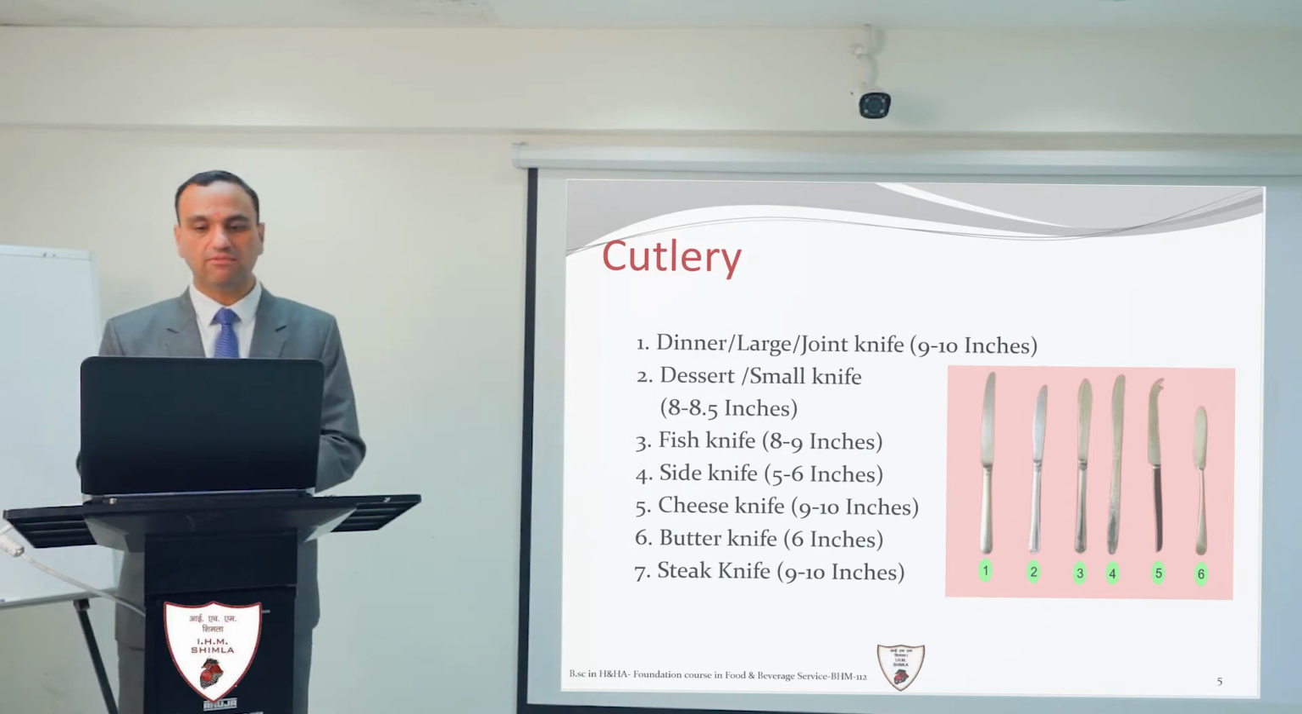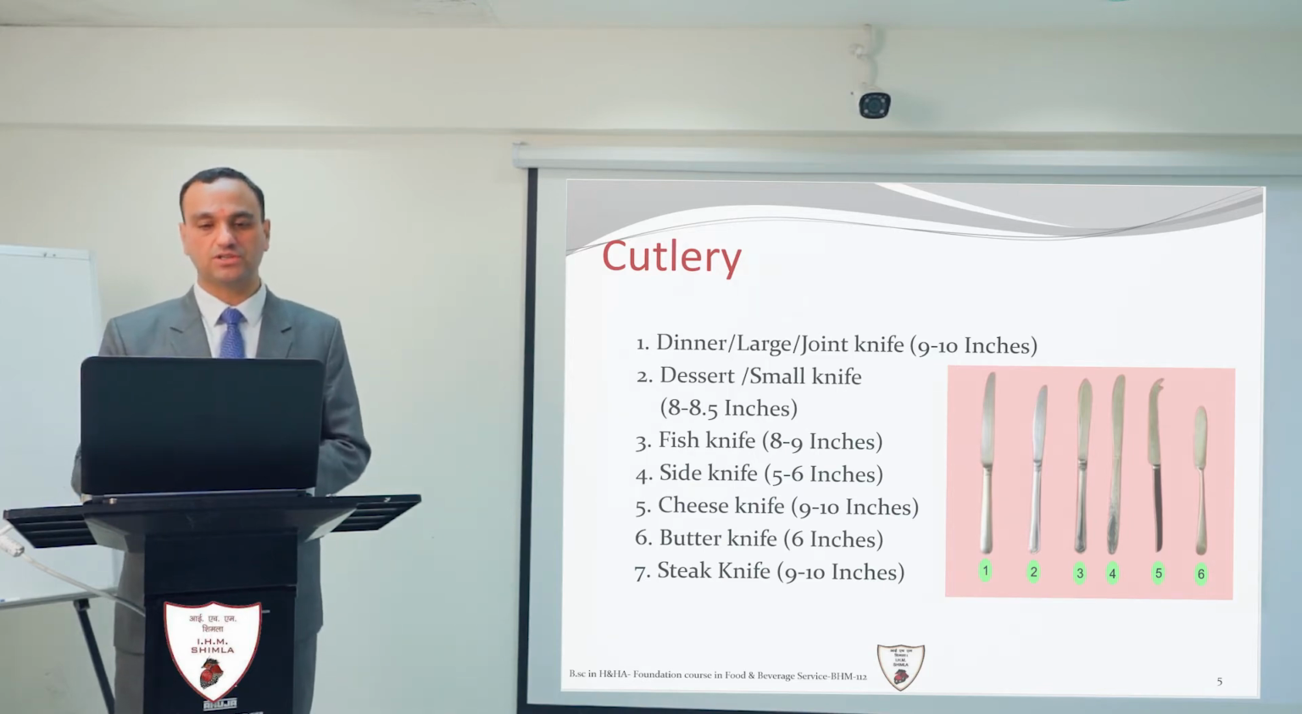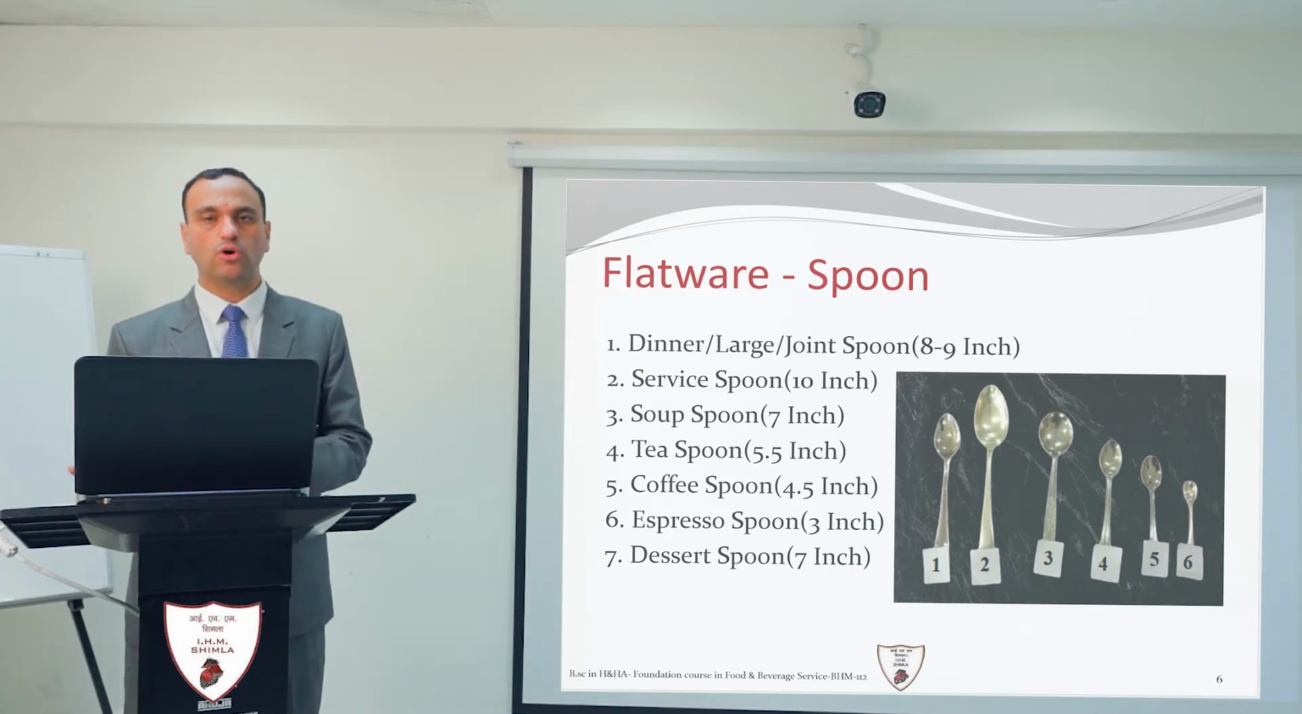Next is the steak knife. Steak knife is being utilized for service of steak, and the size for steak knife is 9 to 10 inches. Next is flatware. Flatware refers to fork and spoons.